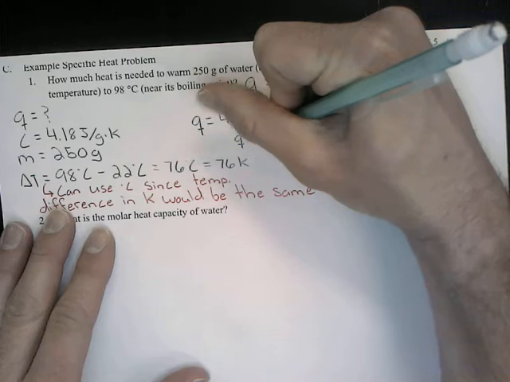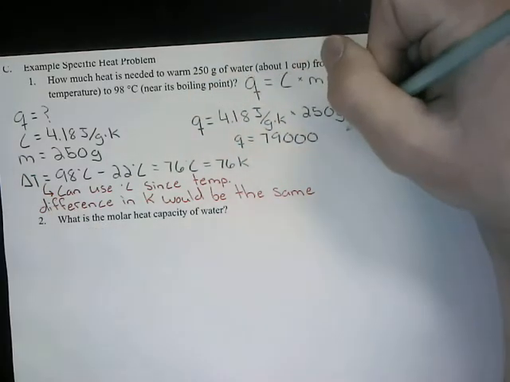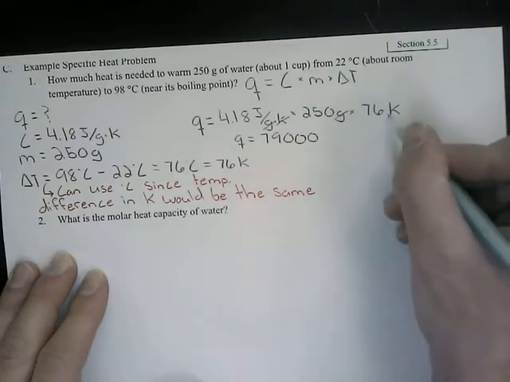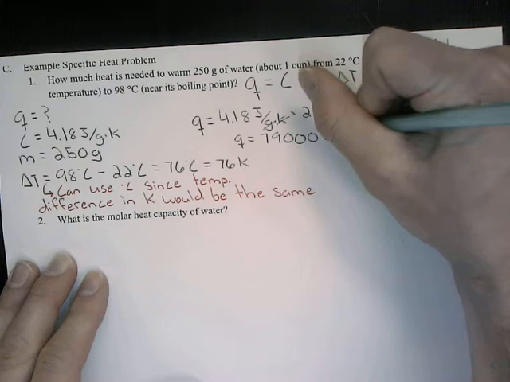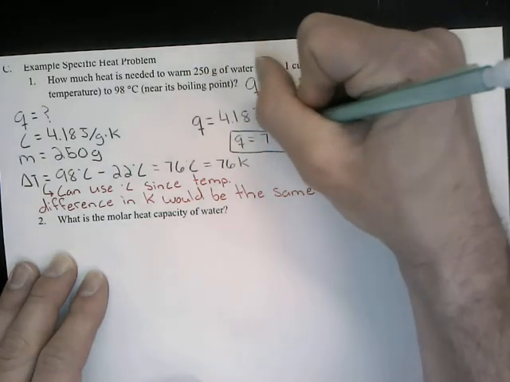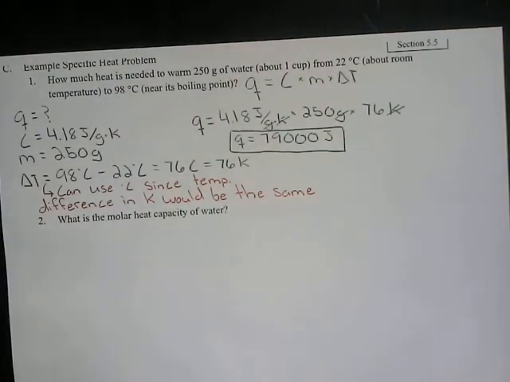So Q equals 79,000. And then the only thing that's left, grams cancel out, Kelvin cancels out, is joules. So we measure, again, specific heat in joules. Sometimes you'll see it in kilojoules, so you might have to convert that to reflect the appropriate specific heat. Okay, so the answer there, again, is 79,000 joules.